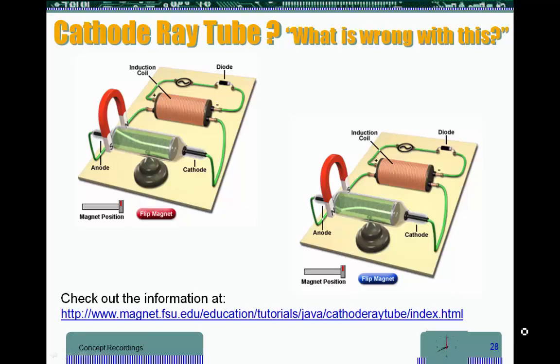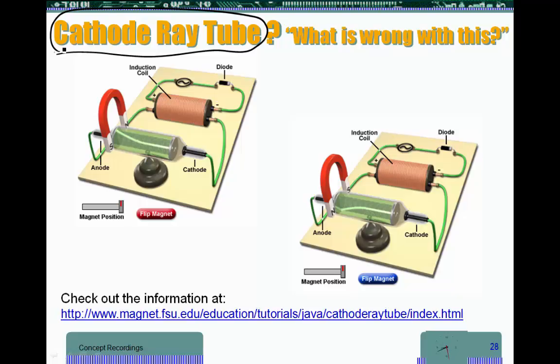One important application that illustrates the interaction between a moving charge, in this case an electron, and a magnetic field is what we call the cathode ray tube. The cathode ray tube is the basis of the TVs that have been used during the 20th century and the beginning of the 21st century.